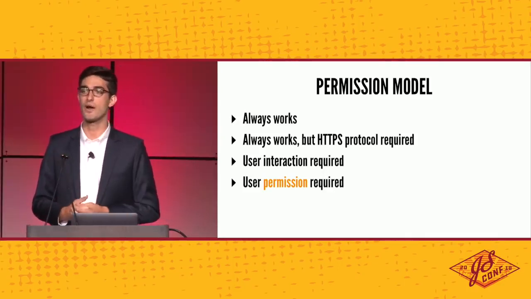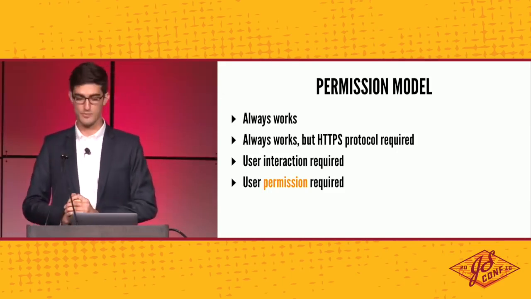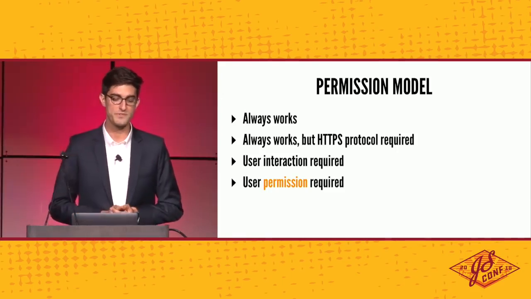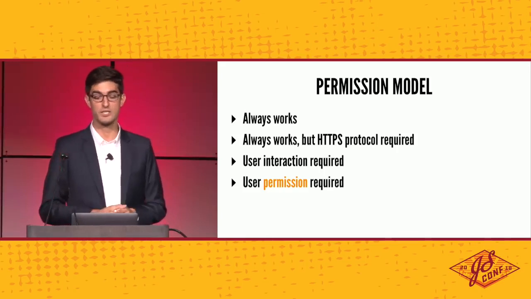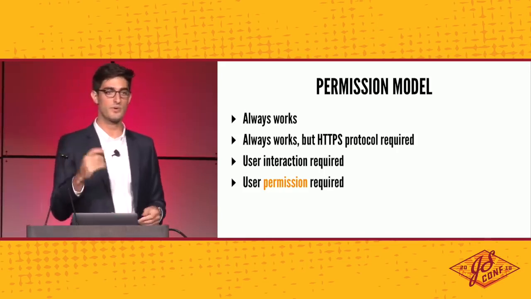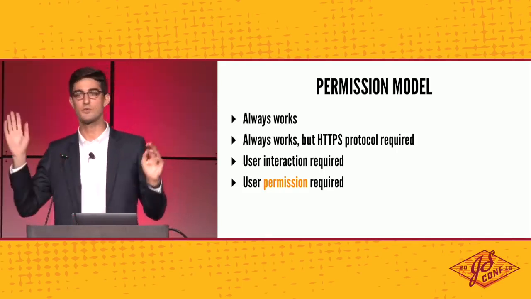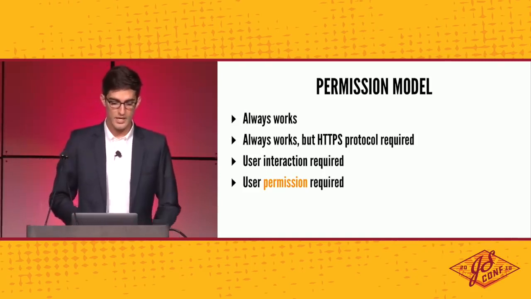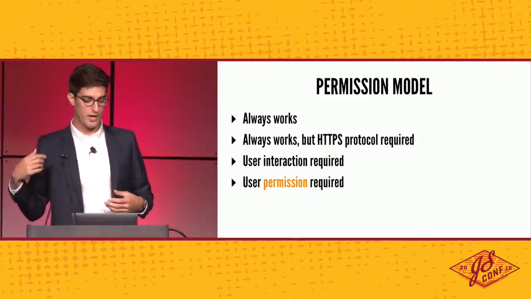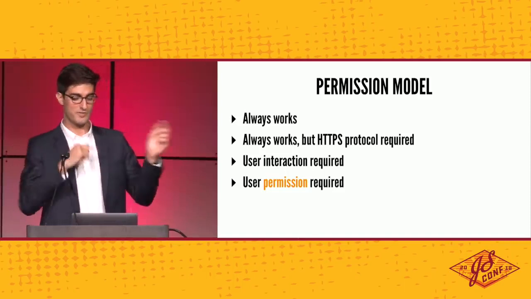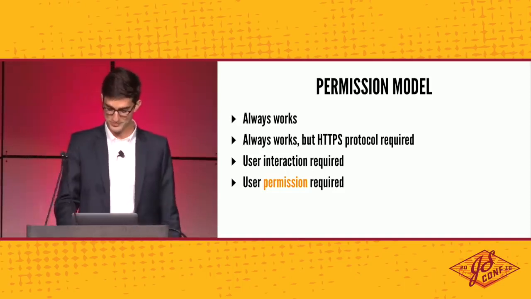Then there are APIs which require user interaction. So this is to play sound, for example. And then the most sensitive APIs require explicit user permission. And that's what you've seen with the little prompt that comes up saying, like, can I use your webcam, for example? So as I go through these, hopefully I'll remember to mention which of these models each of the APIs falls under.